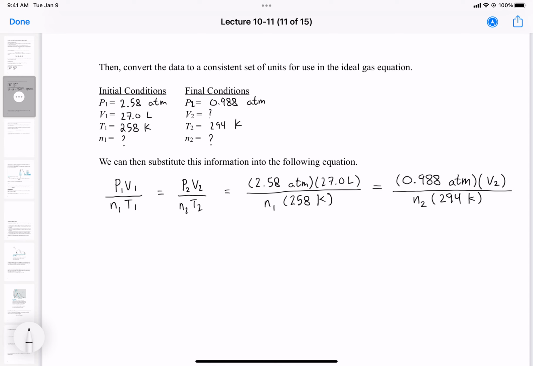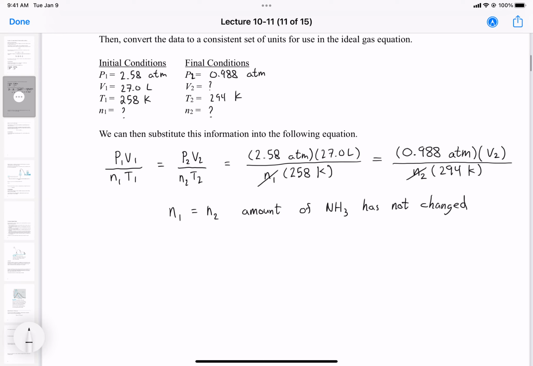But we recognize that N1 is equal to N2, because the amount of ammonia has not changed. So we can cancel those out, because we can cancel out the variables if we multiply both sides by either one of those variables. So now it becomes simpler.